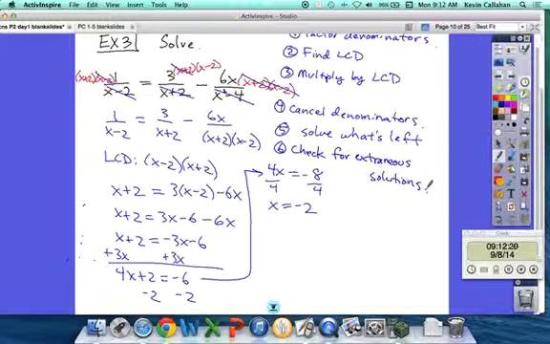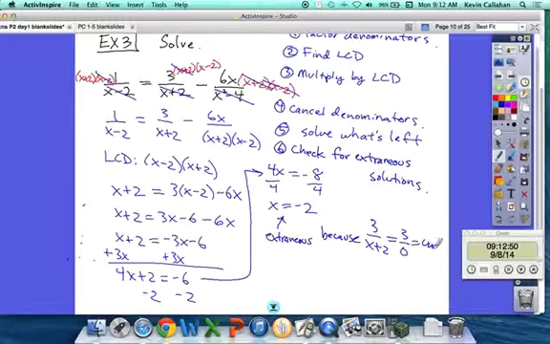Right, and this is extraneous, because the 3 over x plus 2 equals 3 over 0, which is undefined.